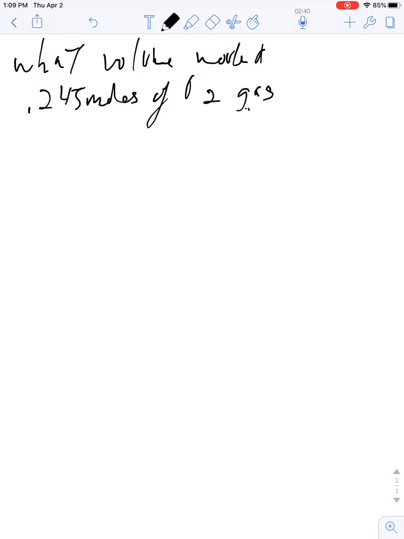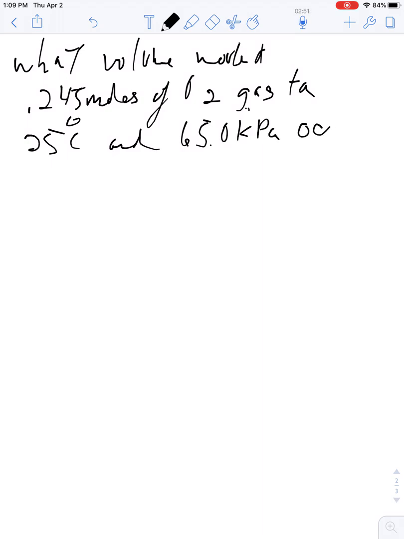What volume would 0.245 moles of oxygen gas at 25 degrees Celsius and 65 kPa occupy? Okay. First thing you do, write down all the information you know.